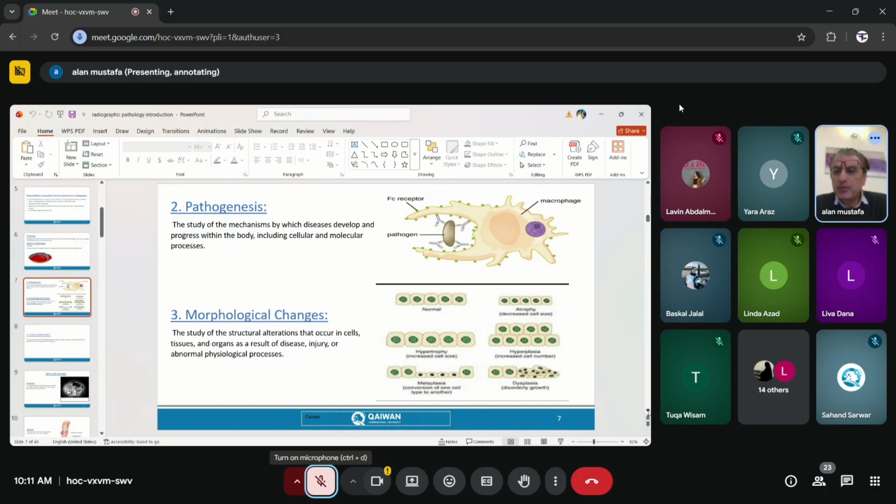And atrophy, hypertrophy, hyperplasia, and metaplasia. So this has something to do with the morphology, yes? With the shapes of the cells.